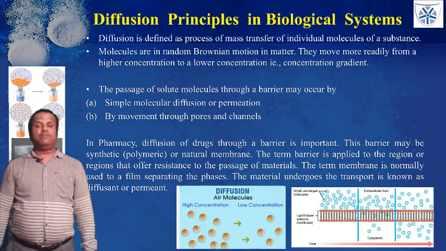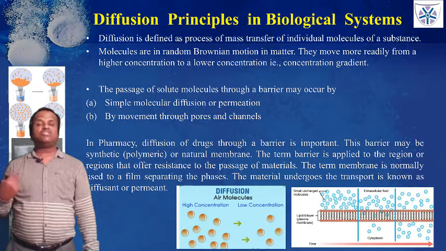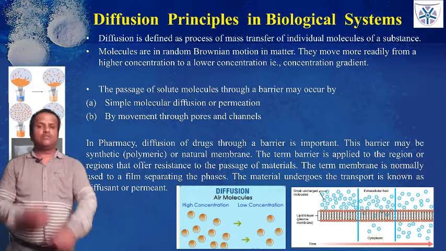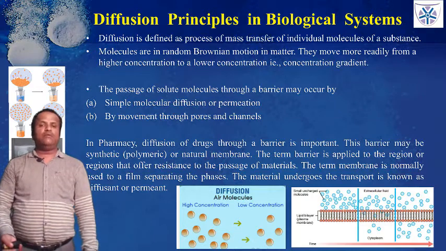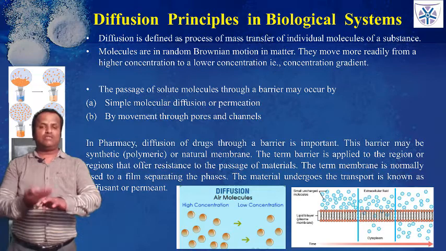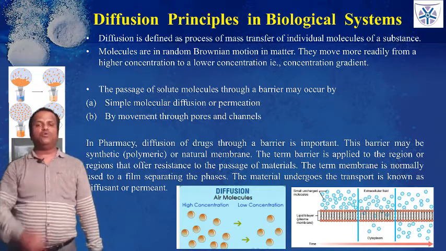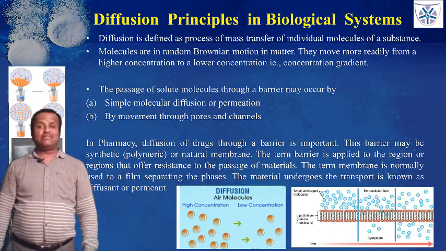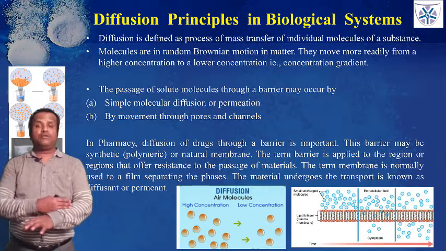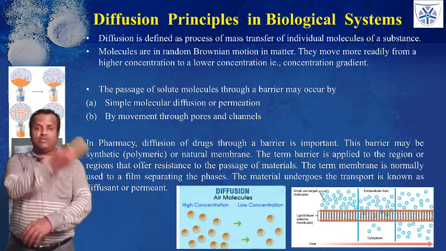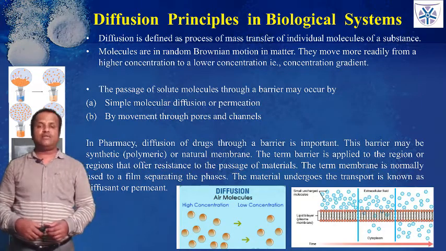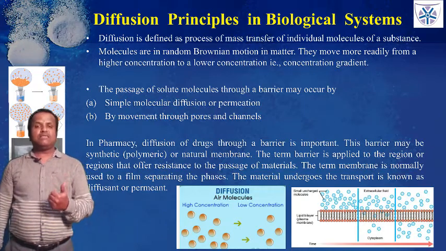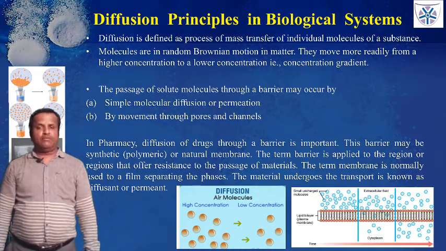Another way is movement through pores or channels. In biological membranes, a lot of pores and channels are available, and through them the particles migrate from higher concentration to lower concentration. In pharmacy, diffusion of drugs through a barrier is very important. If drugs cannot go through the barrier and reach the next level, we cannot treat any disease with the given medicine. This barrier may be a synthetic or natural membrane.